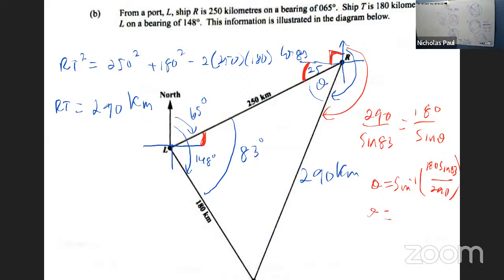How much did you get? Yes, 38. Okay, so the bearing will be 360 minus 25 minus 90 minus 38, and the final answer is how much? 207.